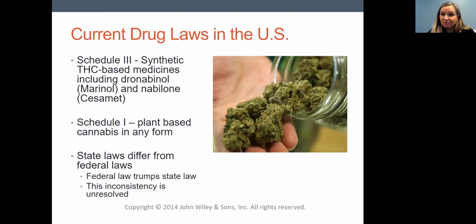But that's the federal level. The state laws do differ from the federal laws, and federal laws trump state law. So the federal law is more important than what the state says, but a lot of times there's considerable inconsistency, and a lot of times federal law enforcement don't do anything about the Schedule 1 use of the drug in a state, and they just kind of stay out of it. This inconsistency eventually should get resolved, and it would be ideal if it gets resolved, but right now we're not at that place.